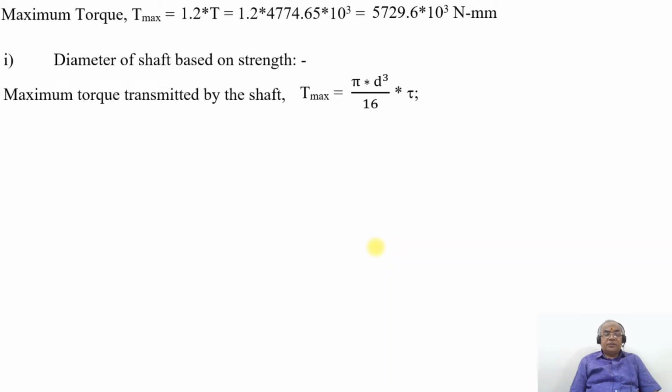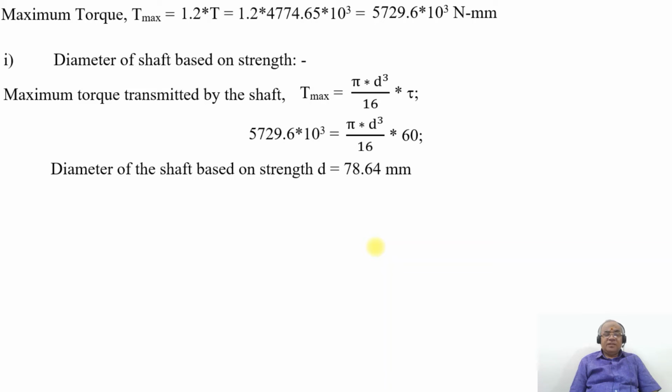The maximum torque transmitted by the shaft, T max, will be equal to pi d cube by 16 into tau. Here we have the maximum torque as 5729.6 into 10 to the power of 3, which will be equal to pi into d cube into tau, which is 60, divided by 16. On cross multiplication and simplification, therefore D, the diameter of the shaft based on the strength criterion, will be equal to 78.64 mm.